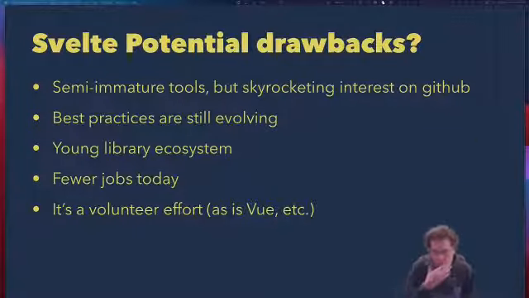Potential drawbacks, other ones: semi-immature tools. They're getting better all the time. Like I said, skyrocketing interest on GitHub. Best practices are still evolving. I've written a bunch of Svelte code. The best way to handle stores in Svelte, there's some good articles on it, but there's still a lot of, what are the best ways and patterns to do this? We've run into the same issue at Cumulex using the Vue Composition API. What are the best patterns? These things are still being developed.